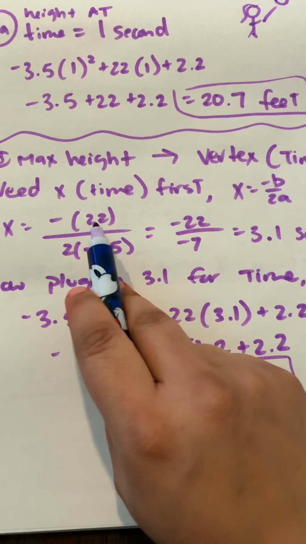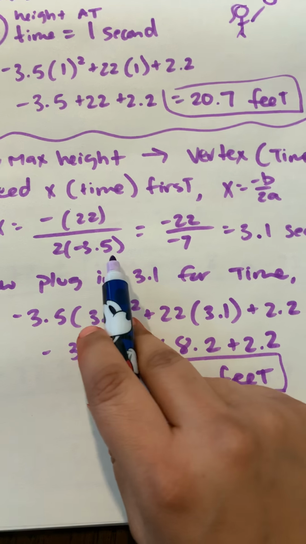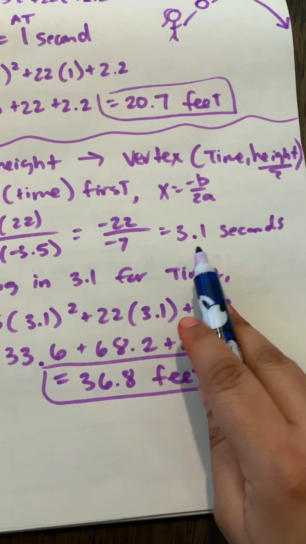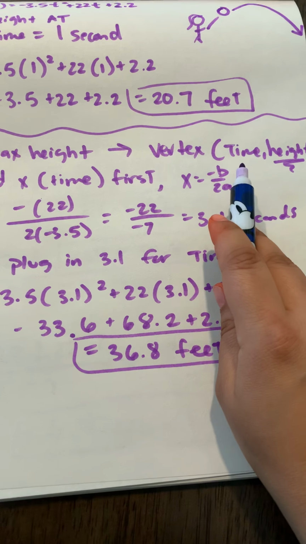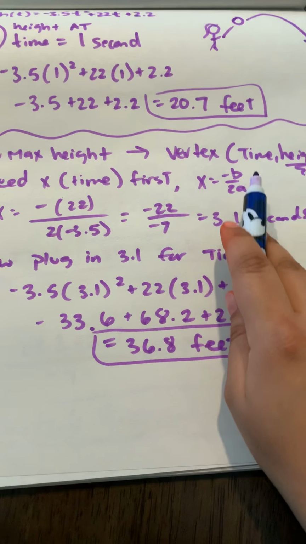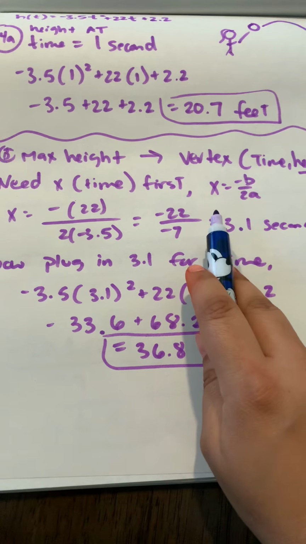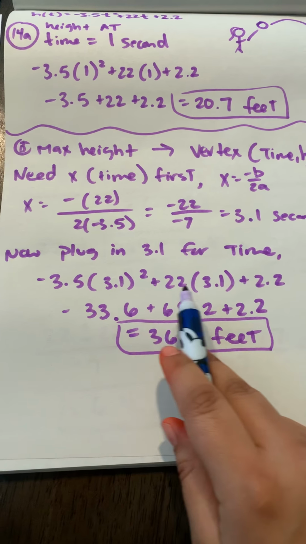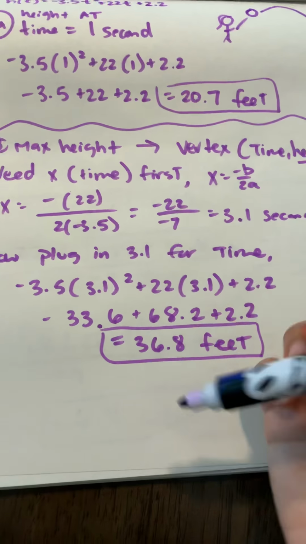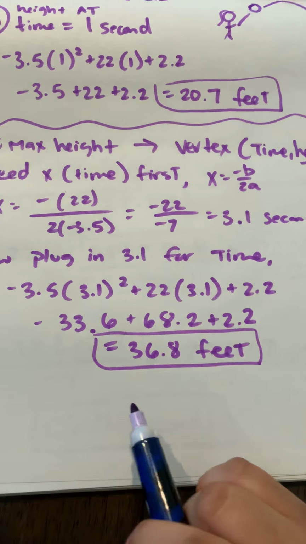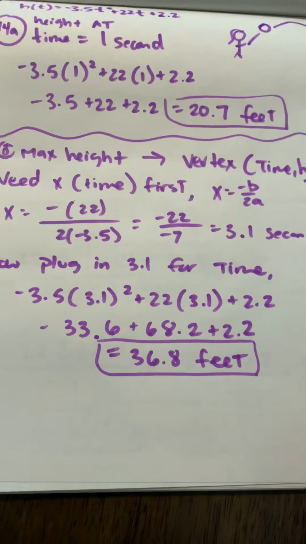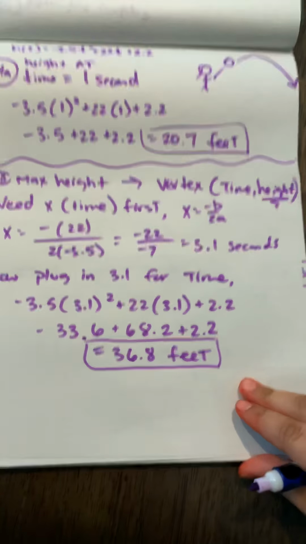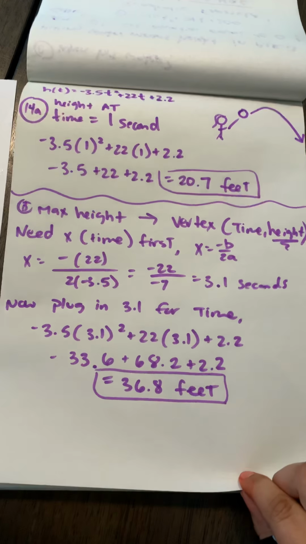I get negative 22 divided by 2 times negative 3.5. That comes out to 3.1 seconds. That's not the answer, but I did need that for time. So once I know that time is 3.1, that's the x, so plug that in for technically the time in the equation, 3.1. So once I plugged everything in, simplified it, remember, always use a calculator, I got 36.8 feet. So there's all the work for that one.